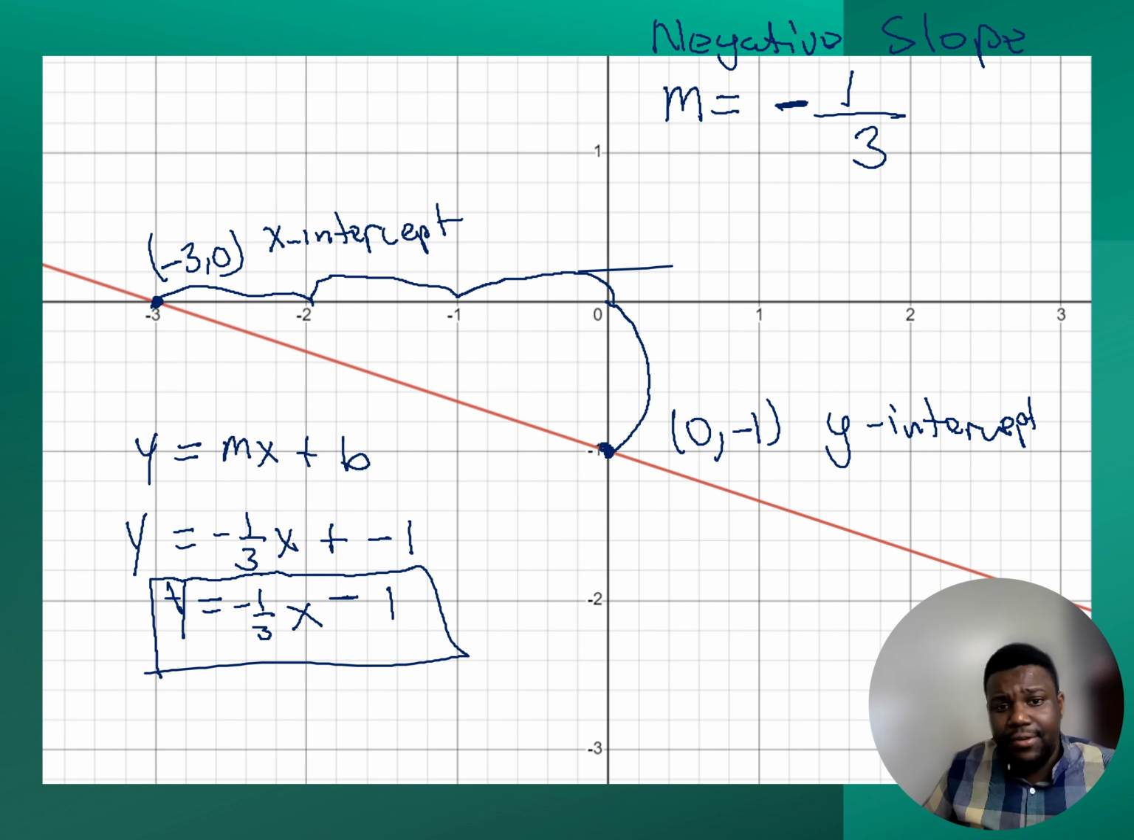So that is how we find the slope using rise over run. We can also use the formula. We'll talk about that in a few minutes. And also how to find the slope intercept form.